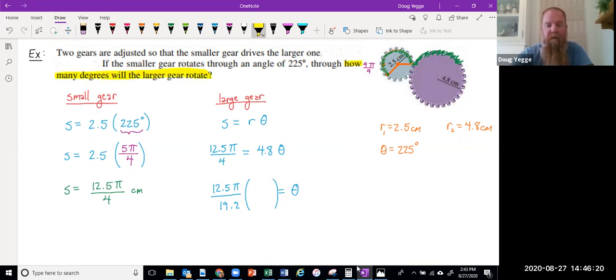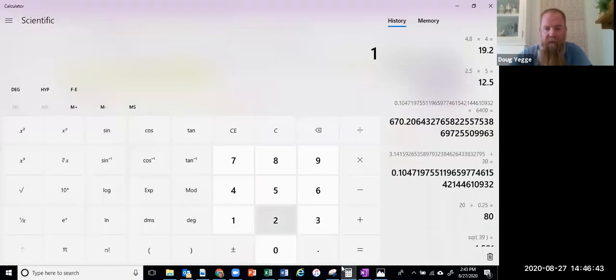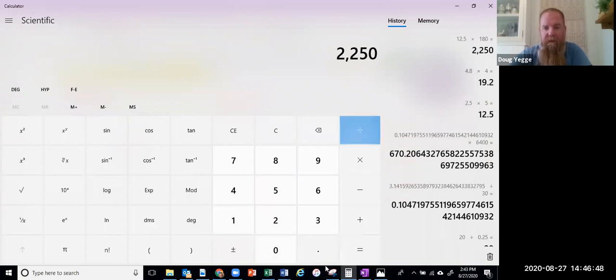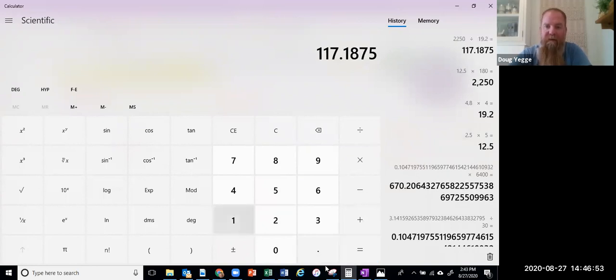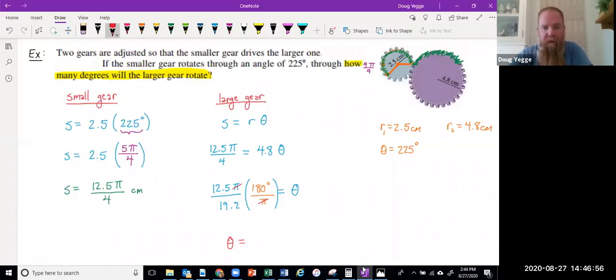Okay, so most of the time it's totally fine to leave it in terms of radians, and I might come up with a decimal for that. But at this point right here, we're going to multiply by the conversion factor of 180 degrees over pi. And now the pi cancels. So whatever this becomes in our calculator is going to be the final result. So let's multiply 12.5 times 180. Divide that by 19.2. And my answer is approximately 117.2 degrees.